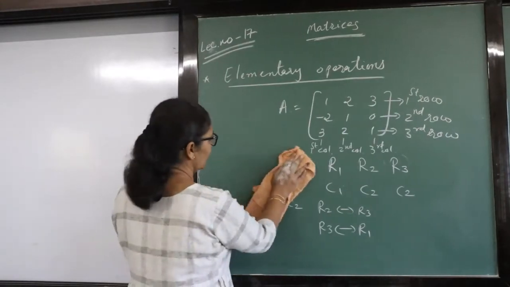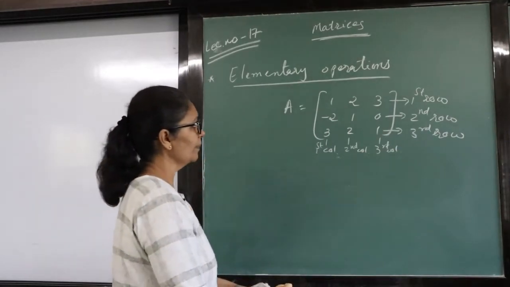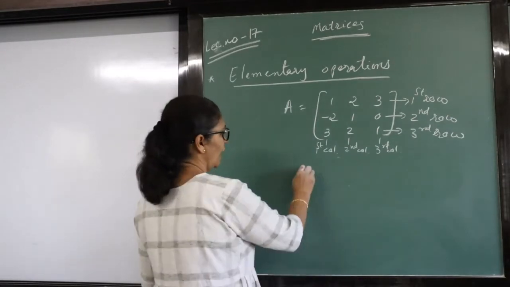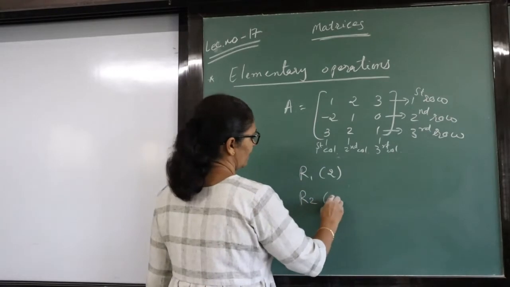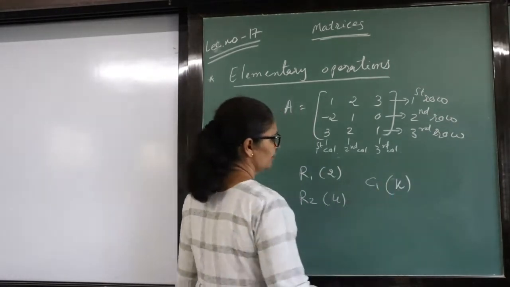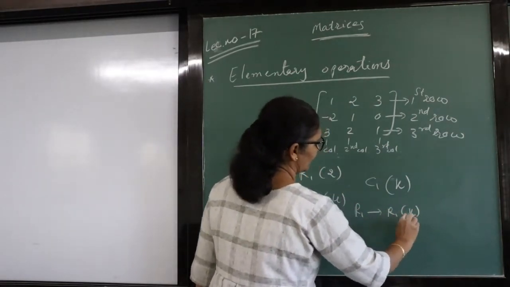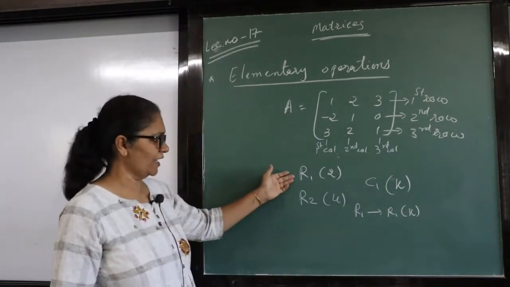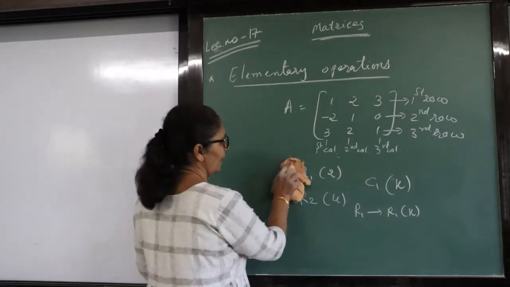Okay, now another symbol we will learn. Suppose I want to multiply the first row or second or third by any constant, then how can I write it? R1 multiplied by 2, R2 multiplied by 4, column 1 multiplied by any constant. You can write like this, R1 multiplied by K. This is our second operation. If we multiply any row or column by a constant, then you can write it this way.